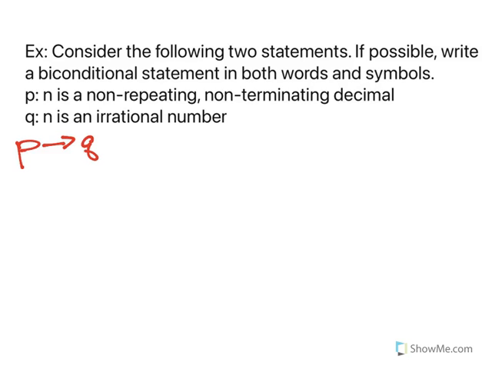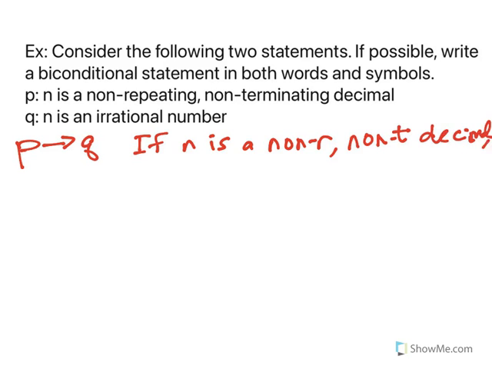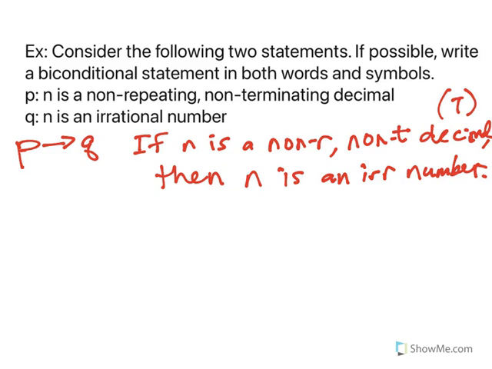Well, what does that mean? That means if N is a non-repeating, non-terminating decimal, then N is an irrational number. Is that true? Well, by definition, a non-repeating, non-terminating decimal is an irrational number. So yes, this is true.